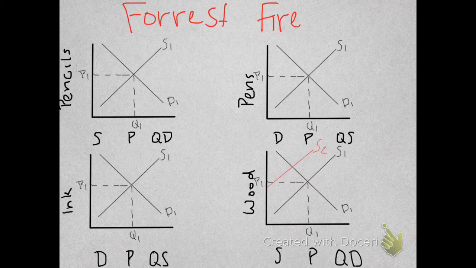Now that we know the supply moves to the left, we can see that the price goes up. And because the price goes up, the quantity demand goes down. This is shown from the movement where the point goes left.